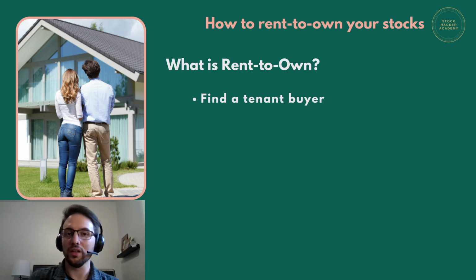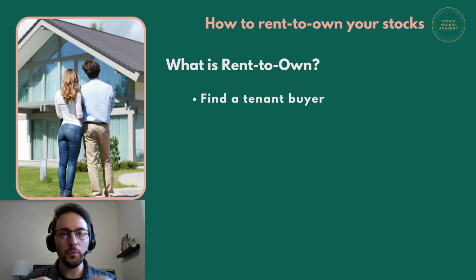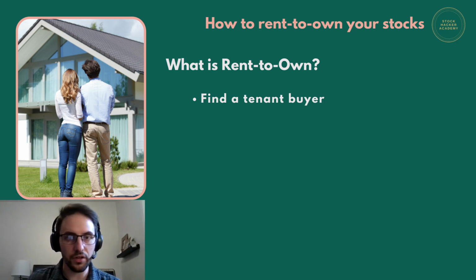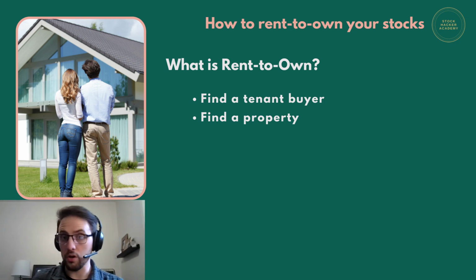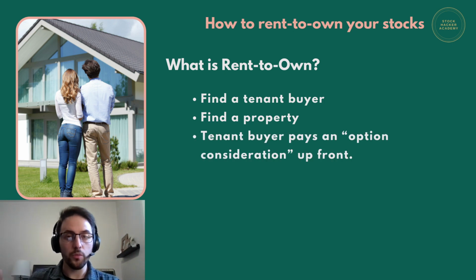You find what's called a tenant buyer who can't quite qualify for a home, but they do have some funds saved up for a down payment. You can then find a property that you or a partner qualifies for the mortgage on. So you're pairing the tenant buyer with the property. The tenant buyer pays you the option consideration. It's what they've saved up for their down payment upfront. It's this premium upfront that they pay you. This is their share of the down payment.